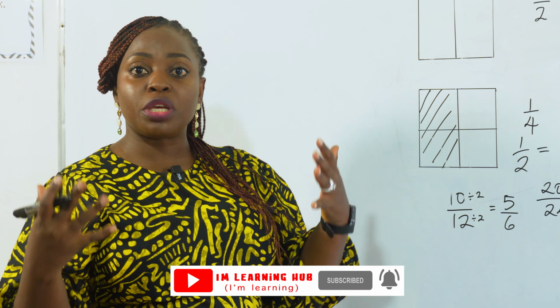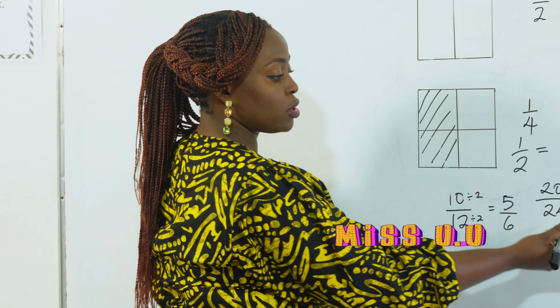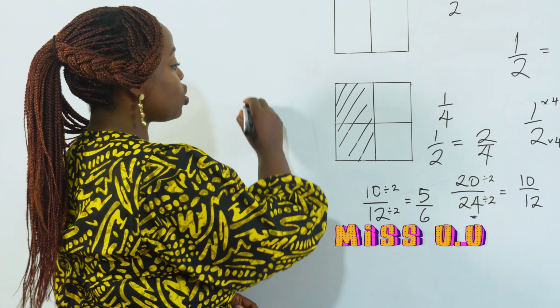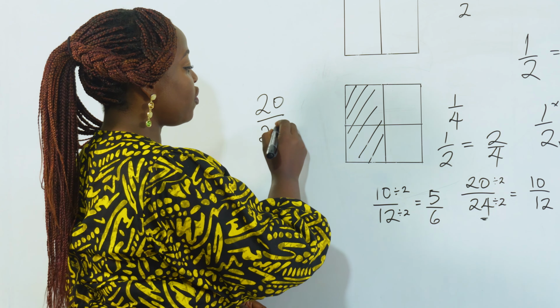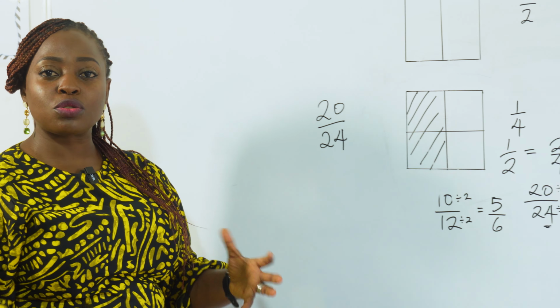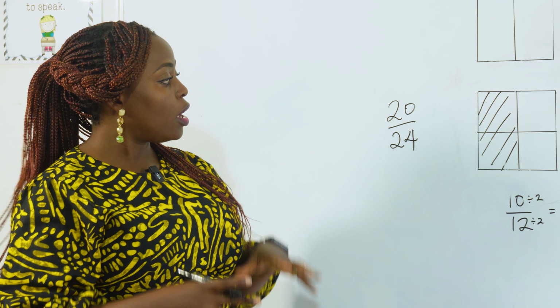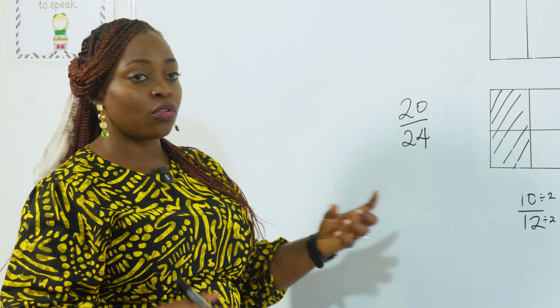Now let's try it with a bigger fraction. So let's come back to this fraction that we started with, which is 20 over 24. Now I want to reduce this to the simplest form. Now how can I reduce 20 and 24 to the simplest form?